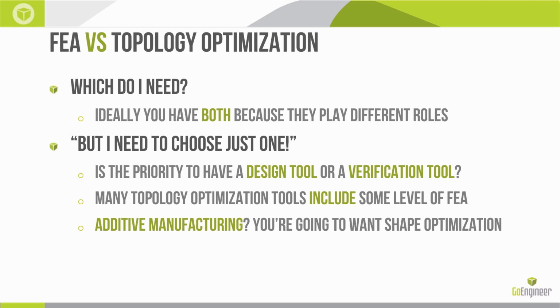Now sometimes the FEA is invisible. If you're purely using a topology optimization tool, you may actually never see a conventional FEA style result. You might not ever see the stress and strain or displacement graphs. But most tools that do shape optimization incorporate some level of FEA.